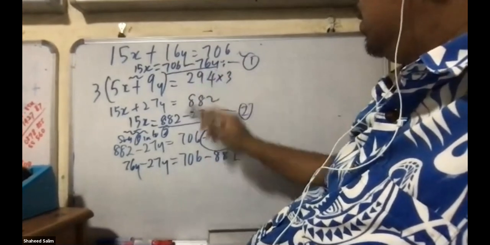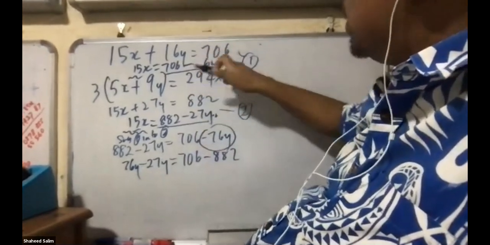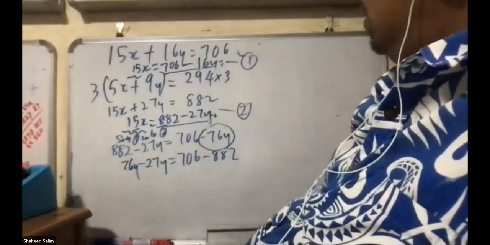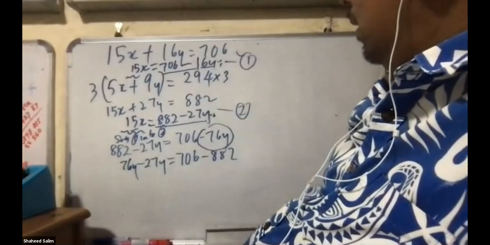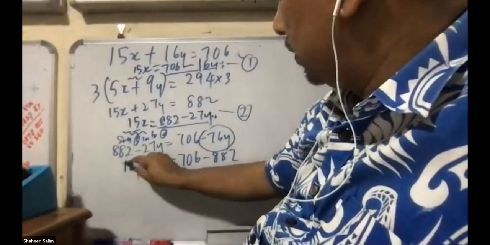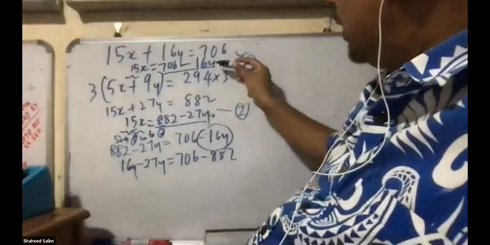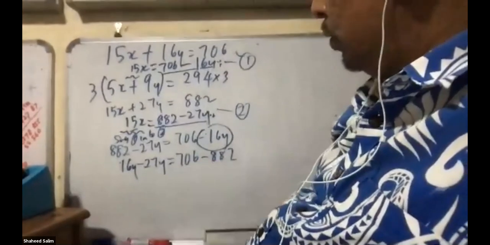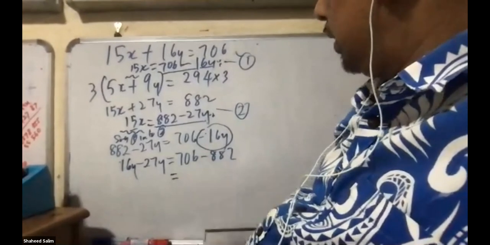Minus, oh, not 76y, 16y. Correct now. So I bring over is 16y. Hey, notice I made a mistake. Then because I noticed something is wrong, so down here.